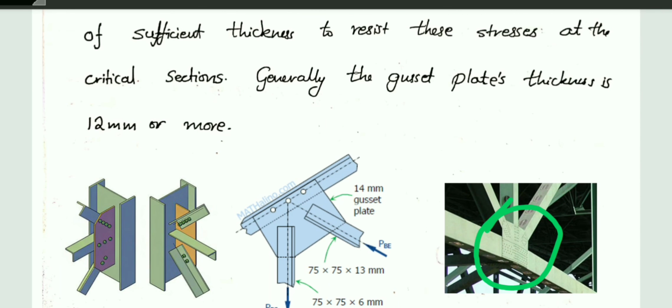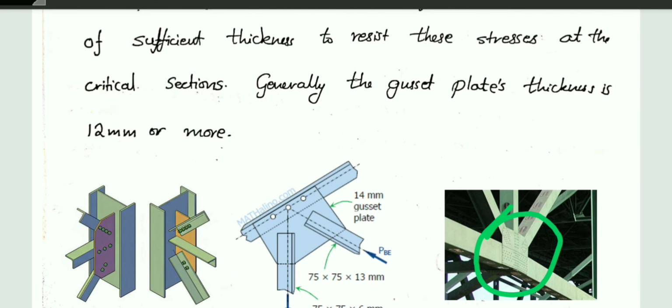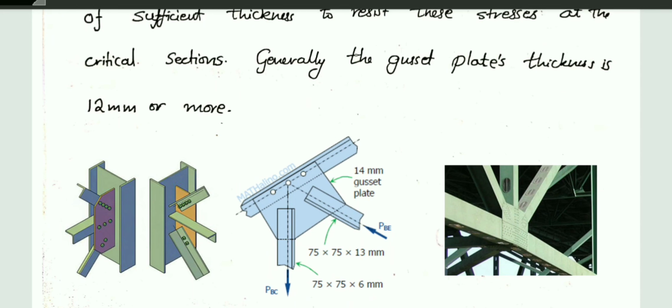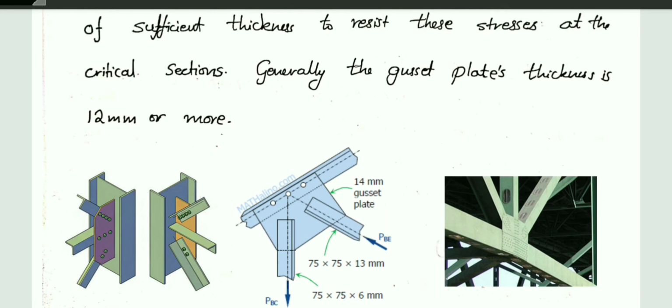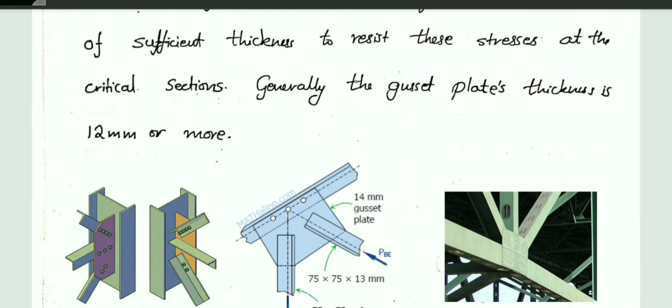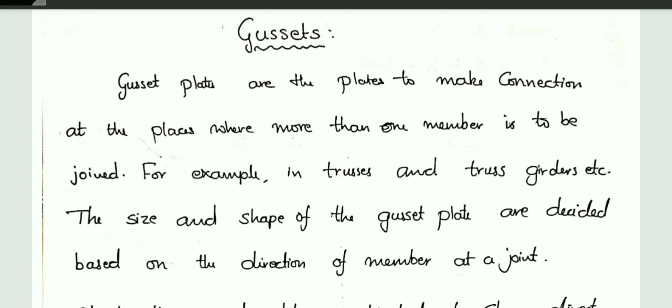This gusset plate is used for the connection here. You can also see in this figure, this is the main member and these are the 2 extra connections. It will be used like this, connected to the gusset plate, and the lines of force should all coincide here. Normally 12 mm or more thickness will be assumed.